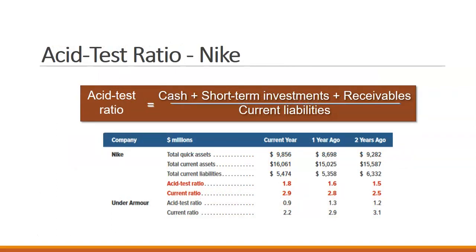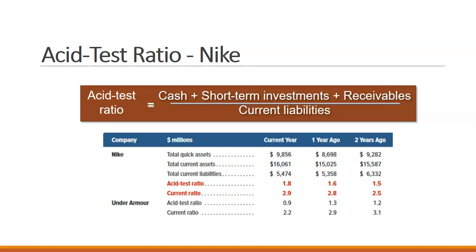Here we look at the acid test ratio for Nike over a 3-year period. So we have an acid test ratio, which is the quick assets, cash, short-term investments, and receivables, divided by current liabilities. Our acid test ratio is above 1, which is where we want it. We can see it in comparison with Under Armour's acid test ratio. Nike's is higher. Nike has more cash available to pay current liabilities than Under Armour does.